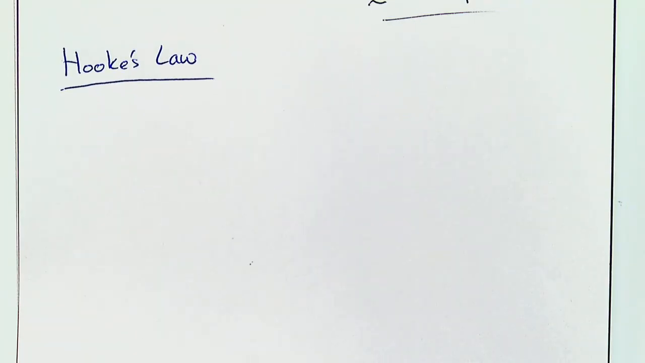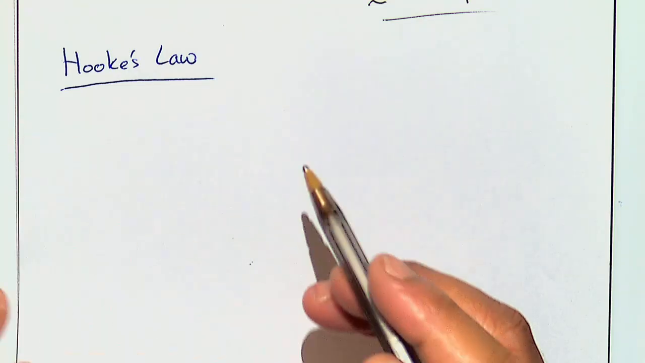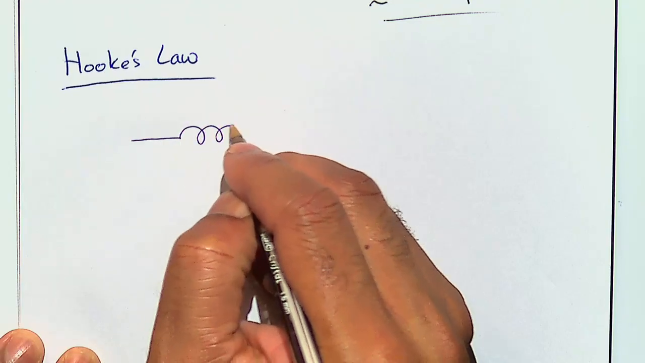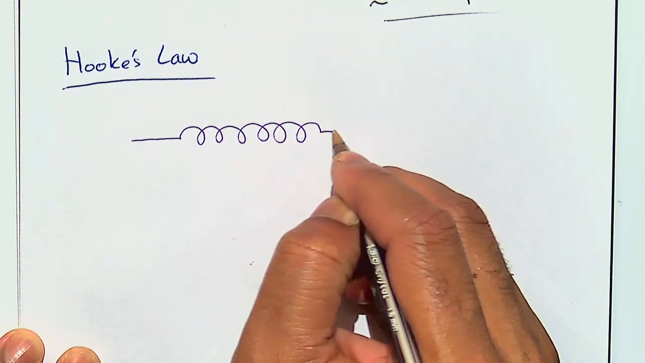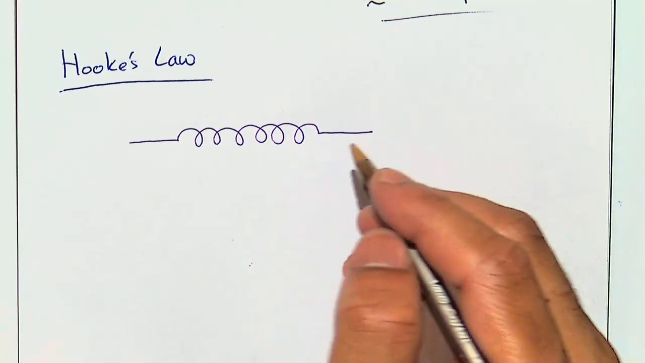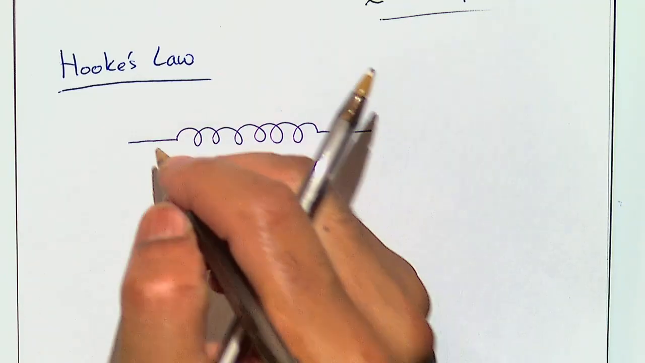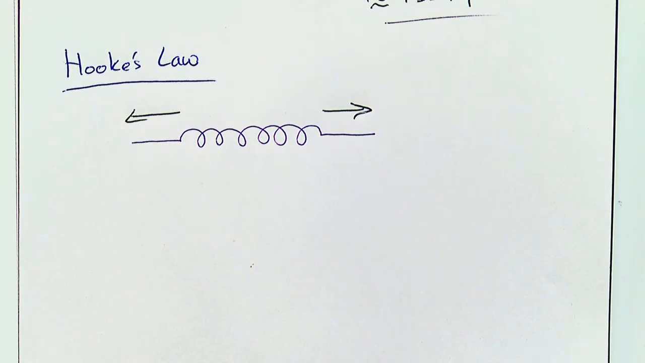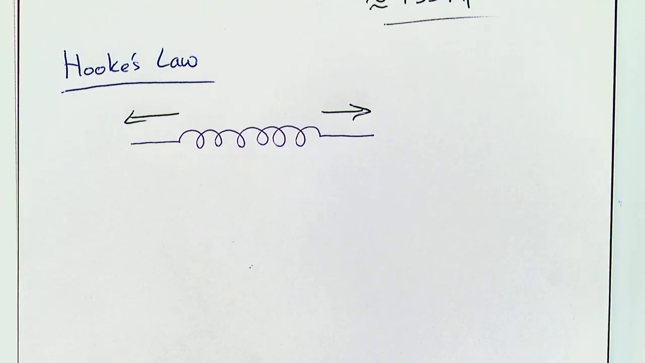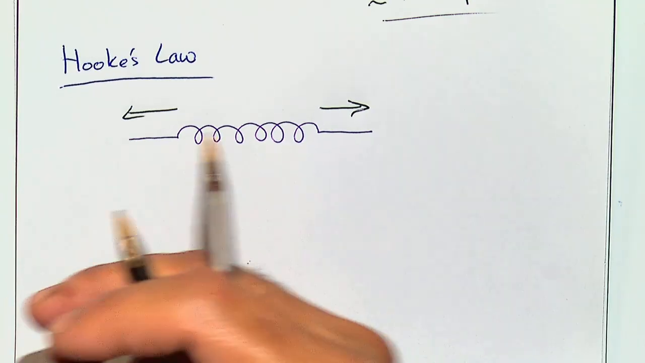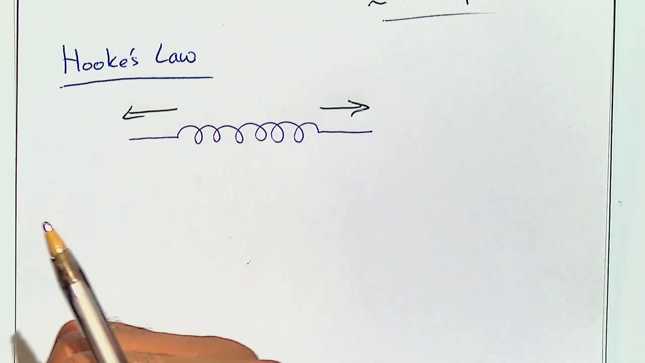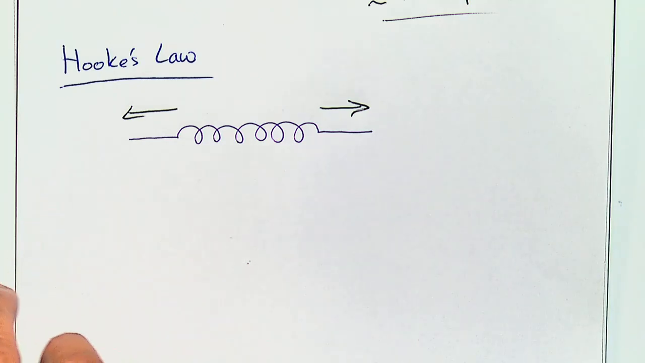So if you dealt with a spring, you know it can generate a force, right? So imagine I have a spring like this. And what I'm going to do is pull it apart, right? And from experience, if you try to pull apart a spring, what does it want to do? It wants to compress, right? It wants to go the other way.